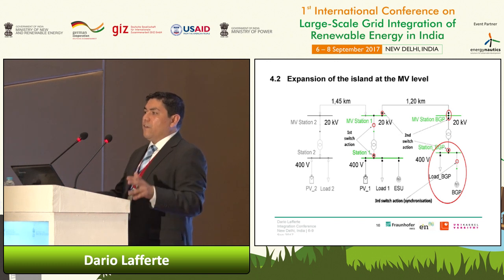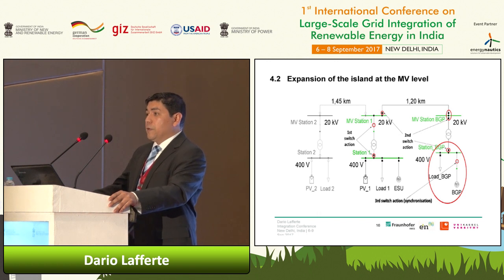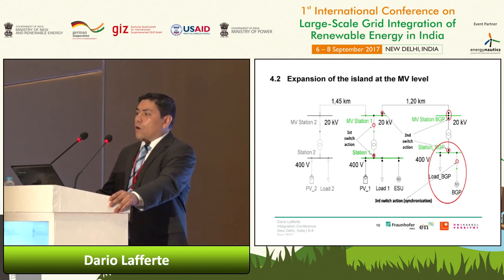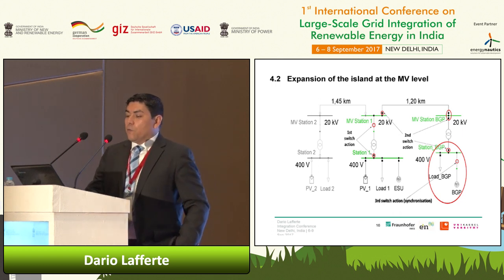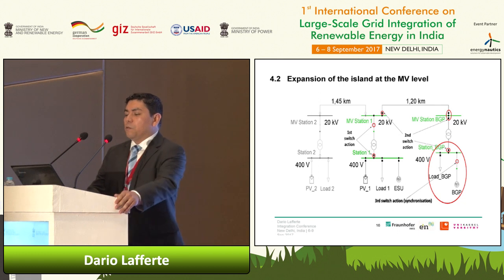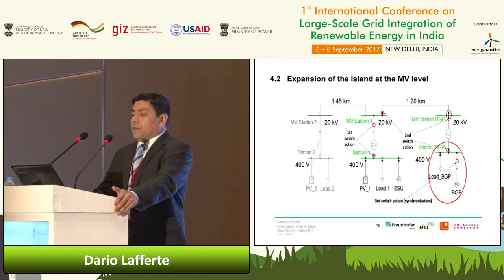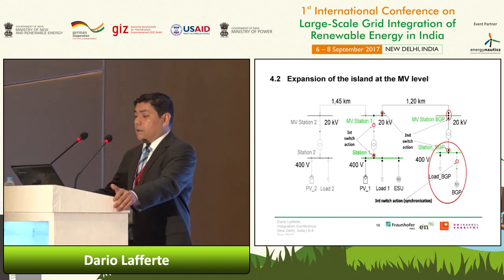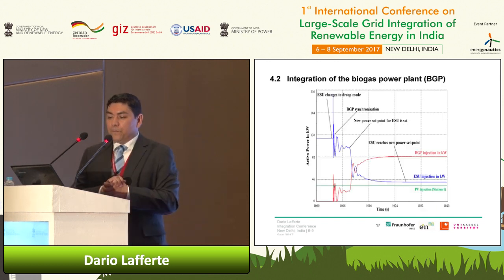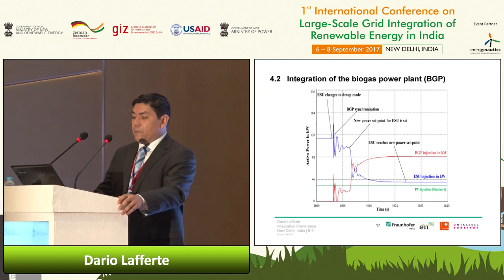After that, we have the expansion of the island grid at the medium voltage level and the synchronization of the biogas power plant. We have three actions. At first, we connect the transformer of substation 1. After that, we reconnect the medium voltage line with the transformer of the biogas power plant substation. We reconnect them together in order to avoid the sharing current of the electrical line. And here we can see this process in the active power graphic.